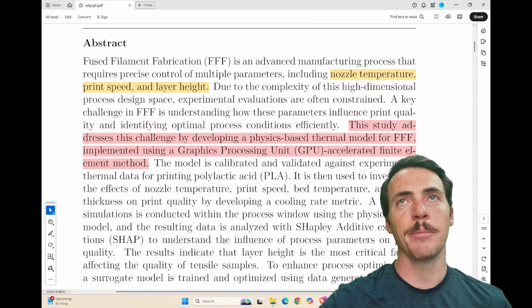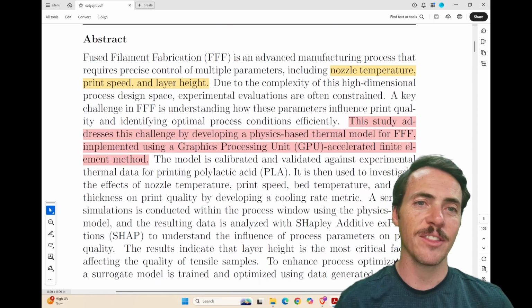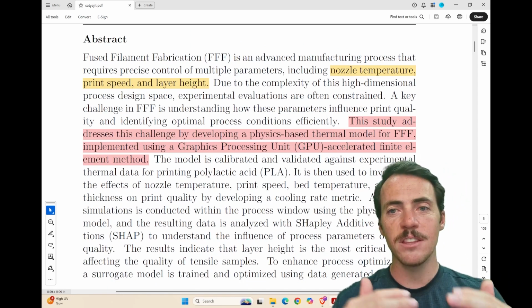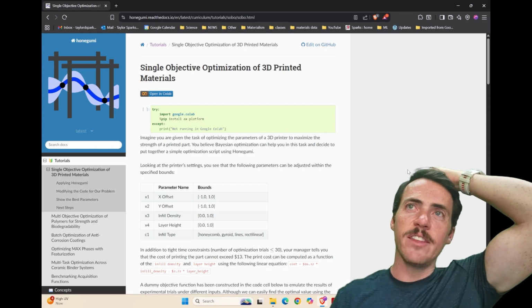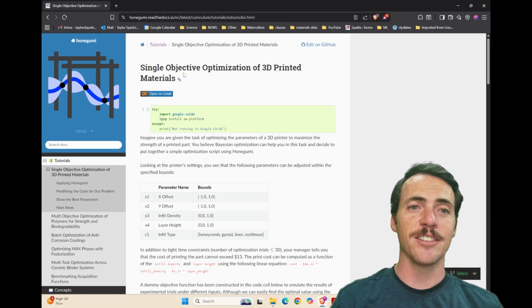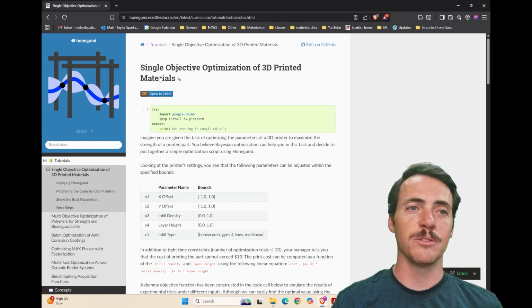Now, I'm guessing everyone here has already tried 3D printing things at some point, and you know that there's a lot of parameters to pick. There's the temperature, the print speed, the layer height, right? Setting the exact values for these to optimize printing is such a common problem that we actually set this up for a recent Bayesian optimization tutorial using Honegumi.